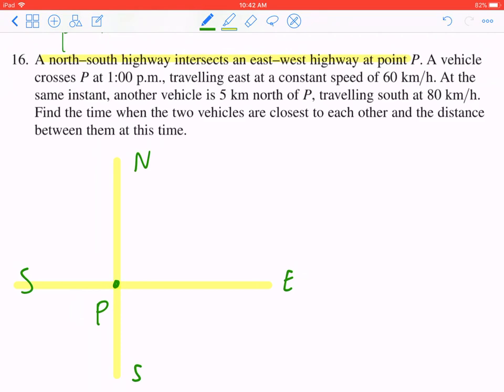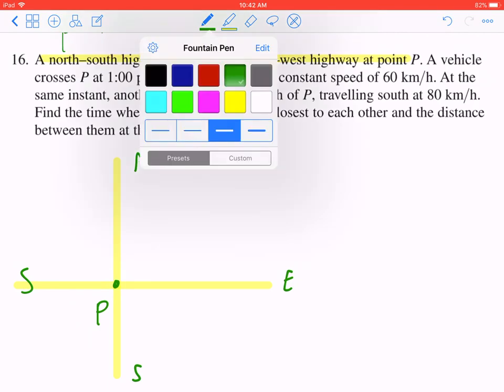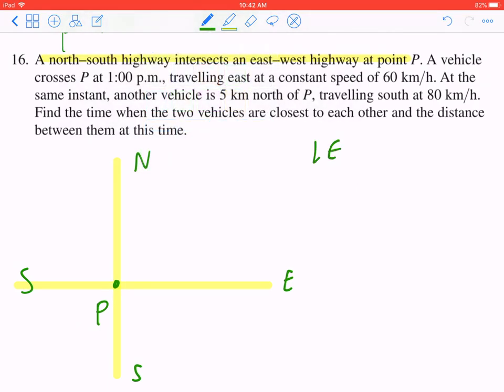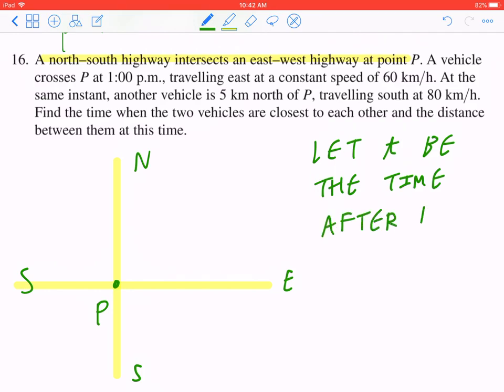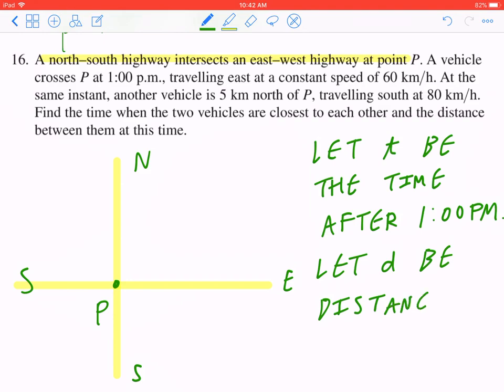In the second sentence, a vehicle crosses P at 1 p.m. So write down a let statement. Let T be the time after 1 p.m. So again, the starting point in terms of actual time is 1 p.m. The second let statement is going to be: let D be the distance between the two vehicles.